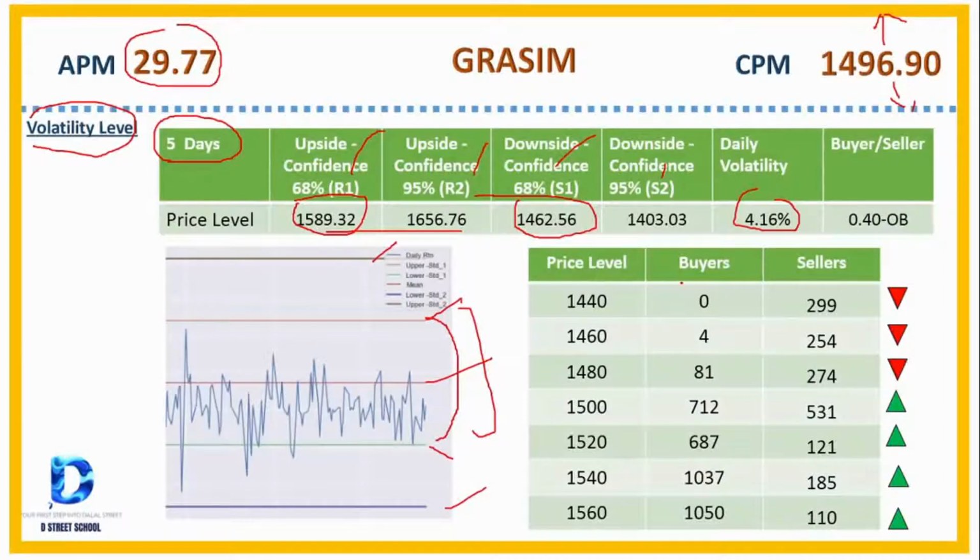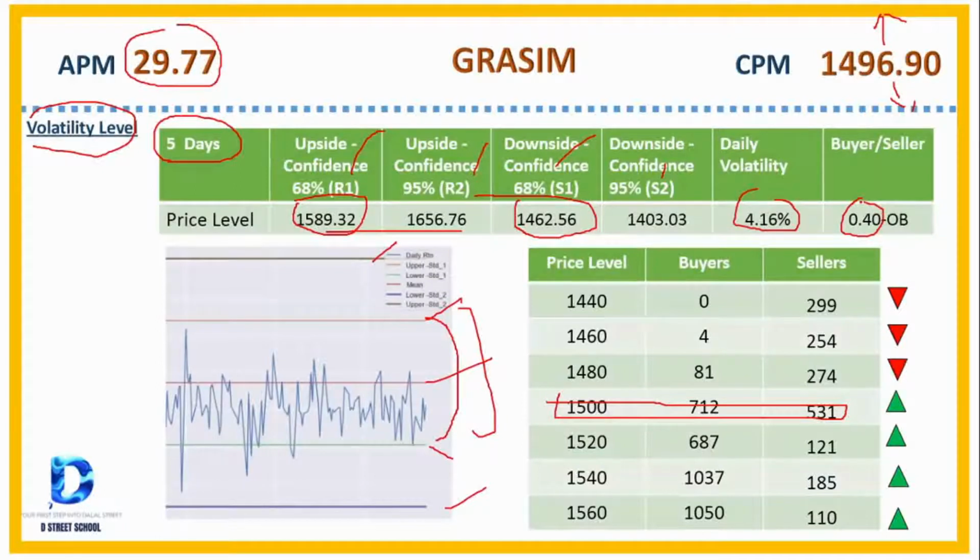These are the buyers' and sellers' strength at different levels. This is the current market price of 1500. You can see buyers are higher than the sellers. Above 1500, buyers are predominantly higher than the sellers. Below 1500, sellers are predominantly higher than buyers. As I said before, this is the overbought level. So what I am expecting is that the market will come down for a few trading sessions.